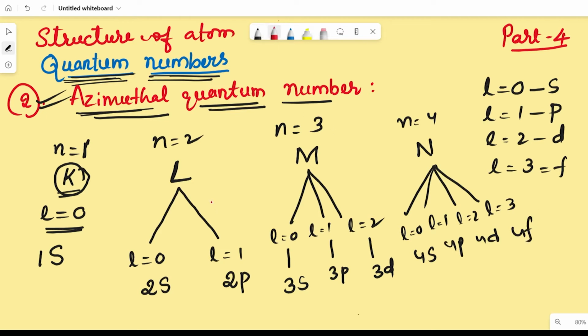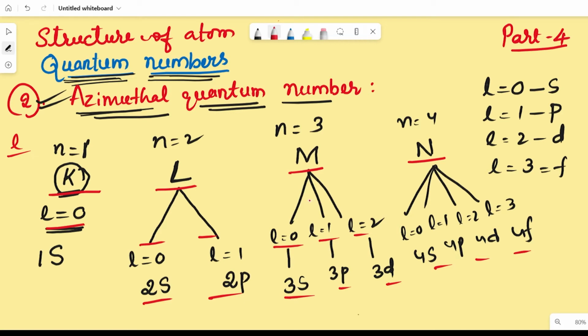So what we are observing here is that K, L, M, N are the circular orbits, the main shells, and these are the subshells: l = 0, l = 0 and 1, l = 0, 1, 2, like this. These are called orbitals. This concept is explained by Sommerfeld. Here small l indicates the azimuthal quantum number. From the structure of atom topic, quantum numbers are a very important topic, and you will get a number of questions for competitive exams as well as board exams.